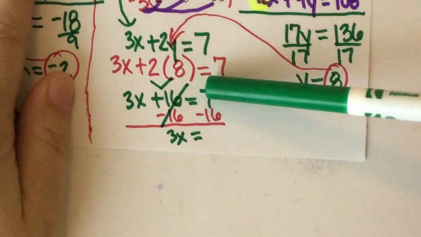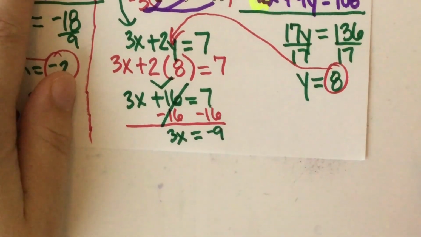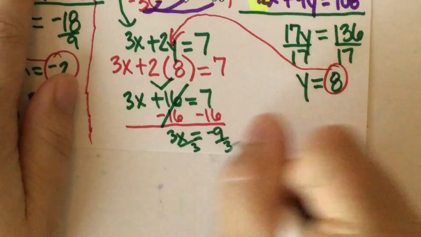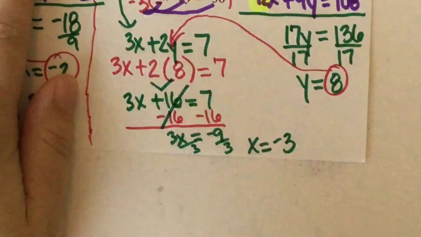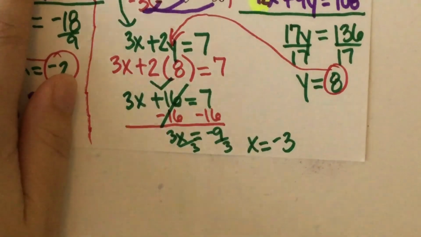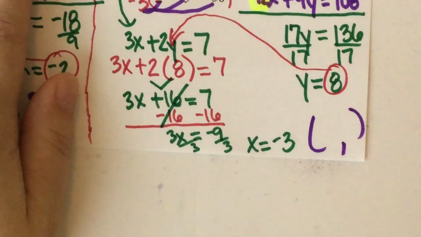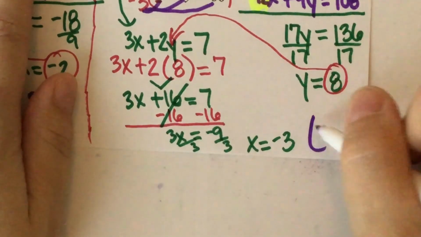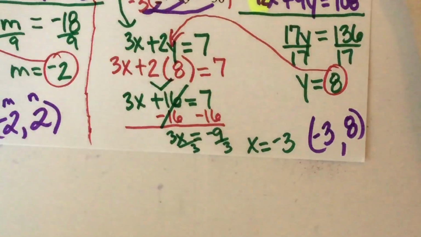And then 7 minus 16 makes a negative 9. And your last step, divide by 3. What do you get if you divide by 3? Negative 3. Okay, so now I need to write my answer as an ordered pair. What do you think it would be? Negative 3, 8. X comes before y. So negative 3, comma 8.